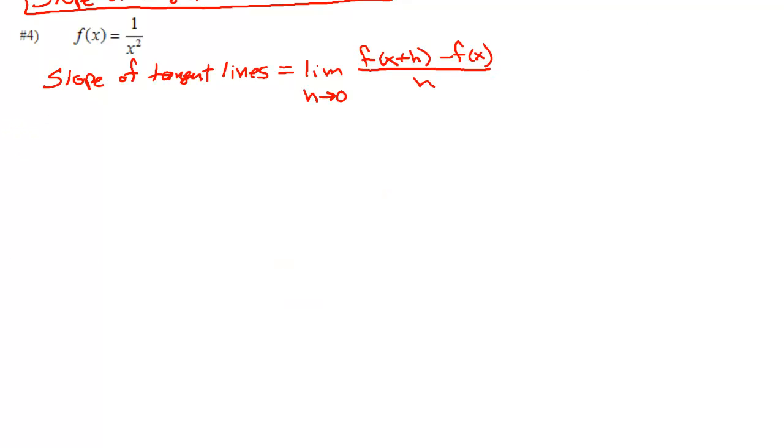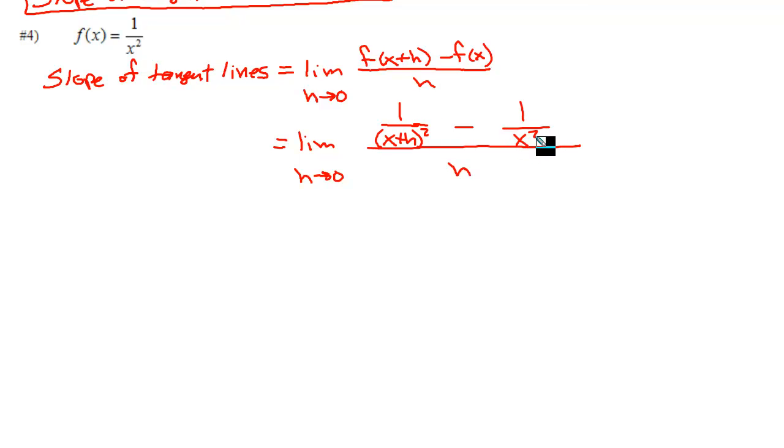Number 4, we have the function, which is a fraction. These kind of problems are very different. They all start out the same. It doesn't matter what the function is. They all start out the same. So we're supposed to take the function, replace any x's with x plus h. So that's going to be 1 over (x plus h) squared.